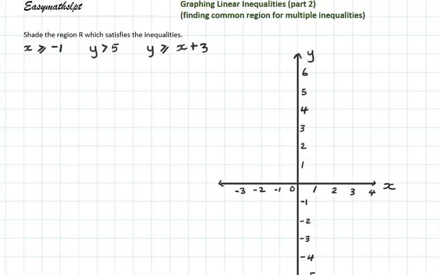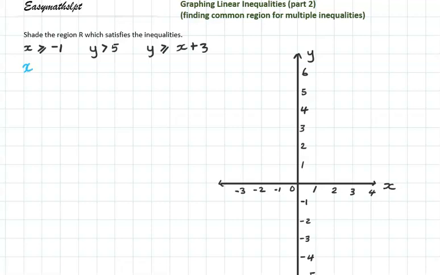Now, in the previous video, we learned how to draw linear inequalities individually. We also learned how to identify the region for those linear inequalities. In this video, we're going to be finding the common region for multiple inequalities. So for these three inequalities, we're going to be using one grid to draw the inequalities and identify the region that is common to all, the region that satisfies all these inequalities. And then we're going to label that region R.